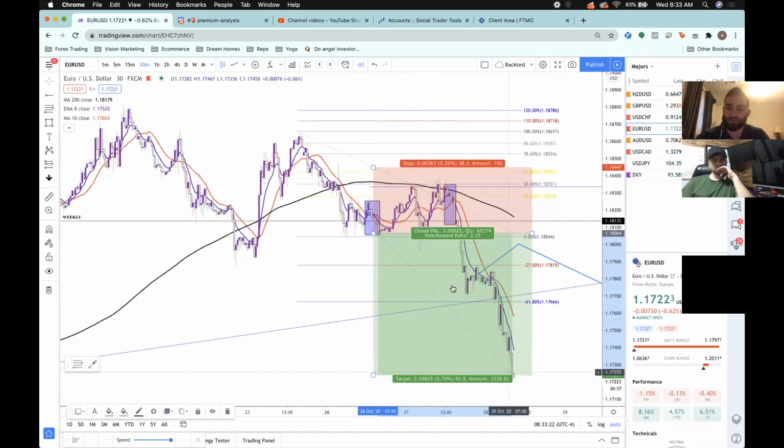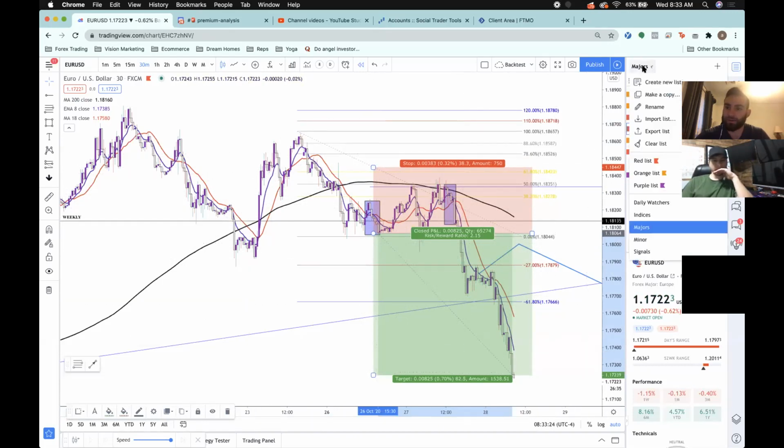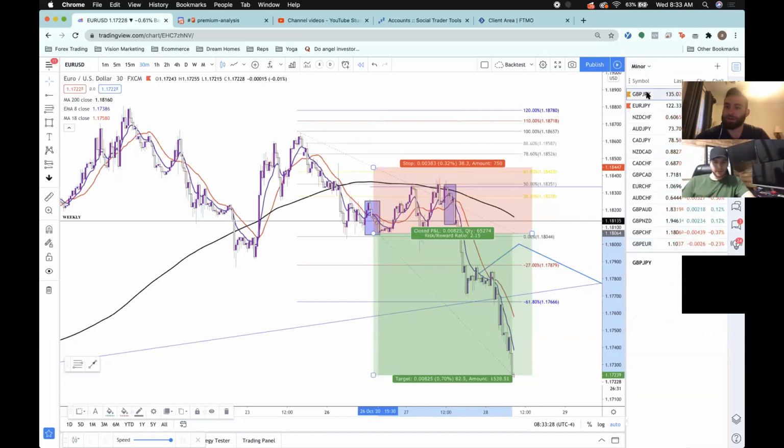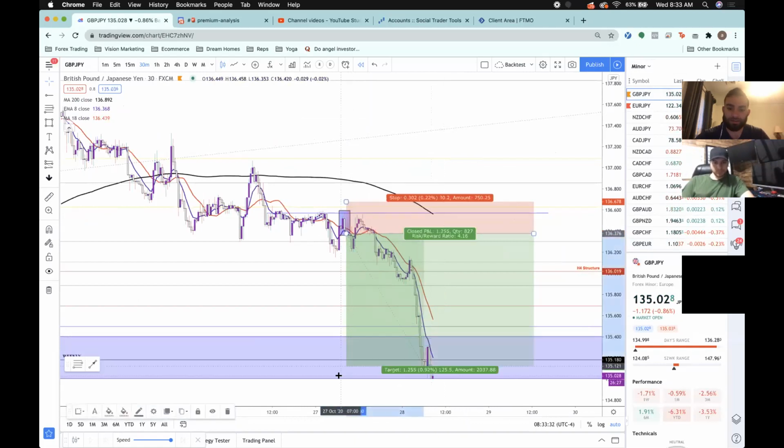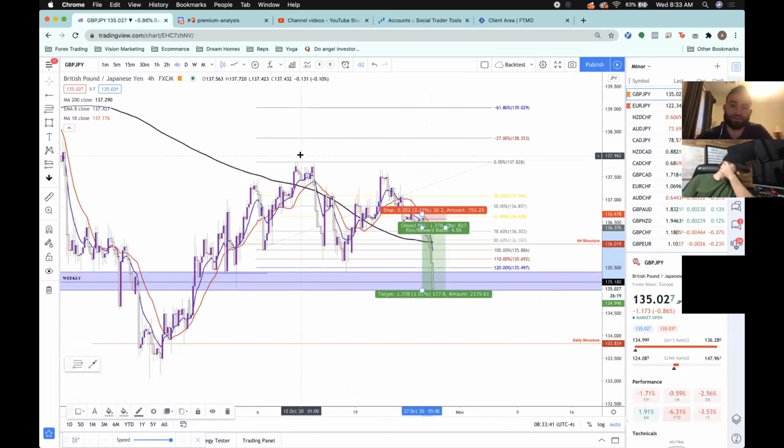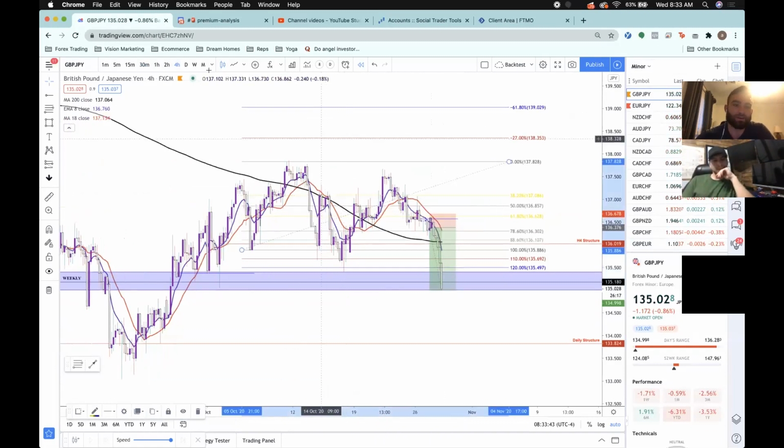EU, so this thing is trucking down. At least you were on the right side of the market. Yeah, let's go to GU. So this is actually a trade that I gave yesterday on the live session. This thing's up 5 to 1. It's GJ, yeah.